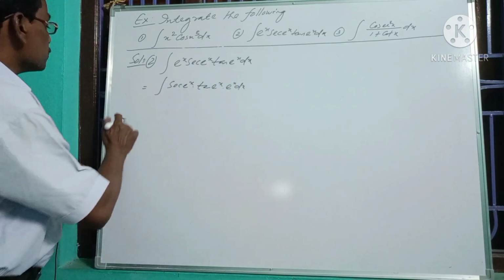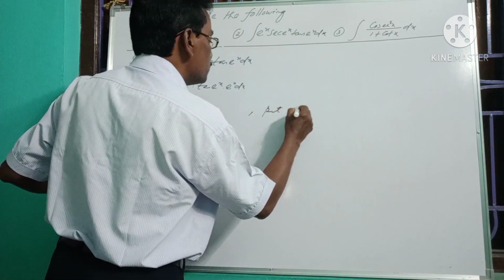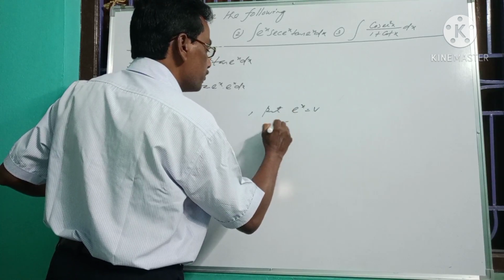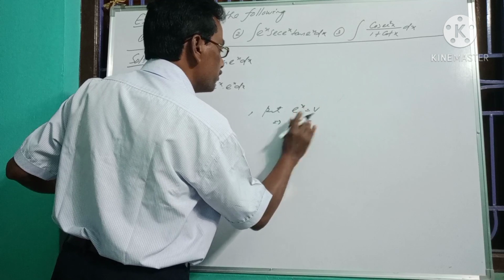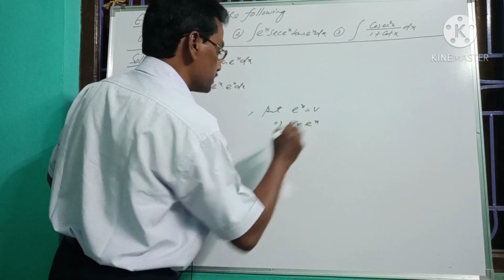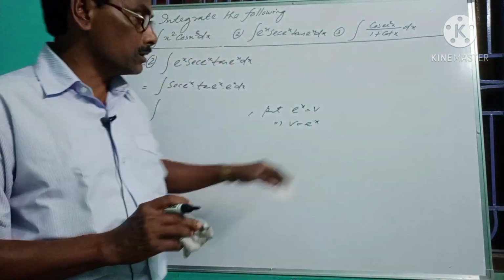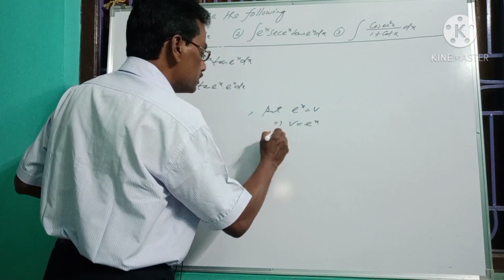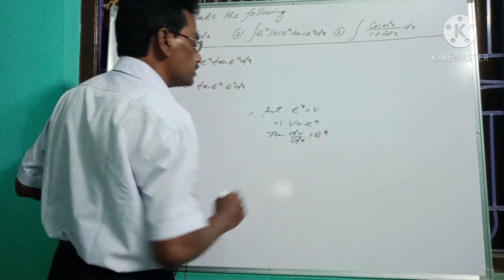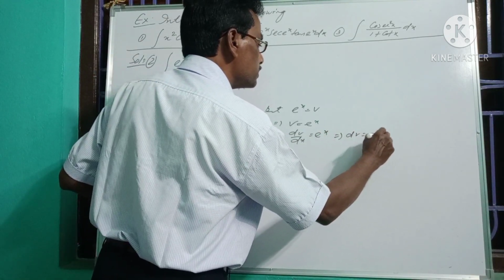So substituting, we have the integration of... let us put e to the power x is equal to v, that is v is equal to e to the power x. Now v is a function of x, so differentiating v with respect to x we get dv by dx is equal to e to the power x. So again simplifying, we have dv is equal to e to the power x into dx.